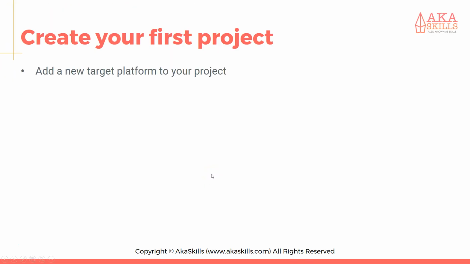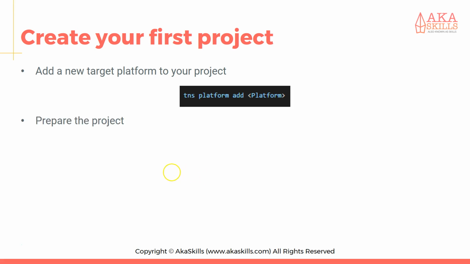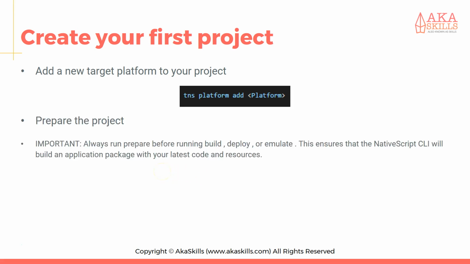So after that you have to add a new target platform to your project. You have to do that with tns platform add, and for example Android. Then you have to prepare the project, and important, always run prepare before running build, deploy or emulate. This ensures that the NativeScript CLI will build an application package with your latest code and resources.